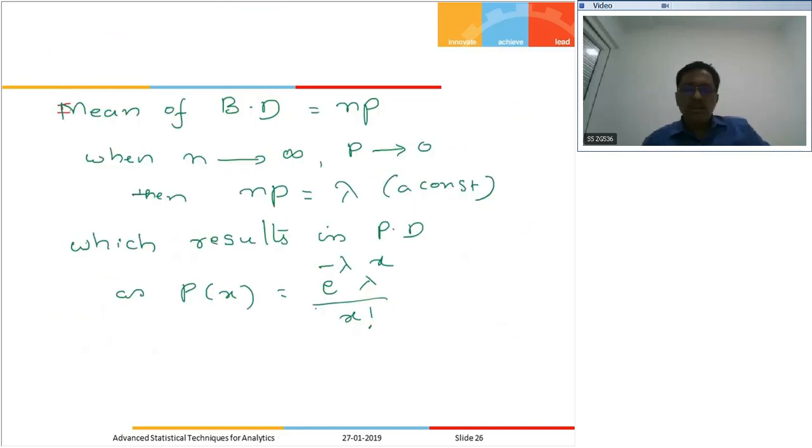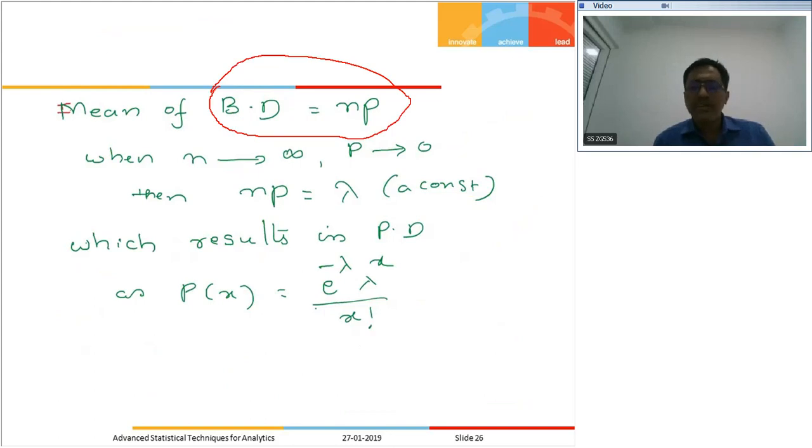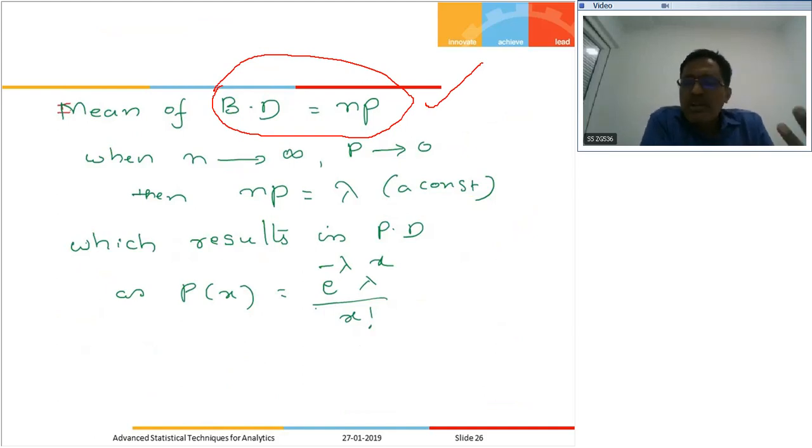I think both are very clear. So when do we have to apply the Poisson distribution? Actually, Poisson distribution is nothing new. We know the mean of the binomial distribution is np. Suppose n is very large and p is very small. N being very large means the total number of trials is very big, and the probability of success is very small.